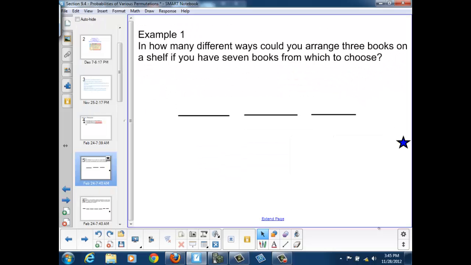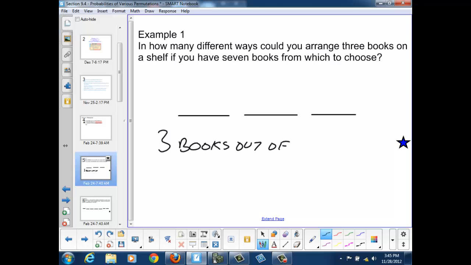Here's an example. In how many different ways could you arrange 3 books on a shelf if you had 7 books from which to choose? We have 3 books out of 7. If I have 3 slots to fill, if I look at the first slot, I could put any one of the 7 books in that first slot. So I have 7 possibilities.